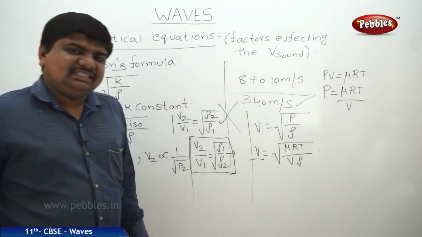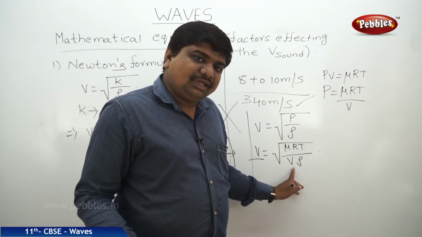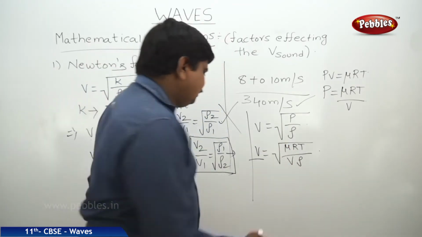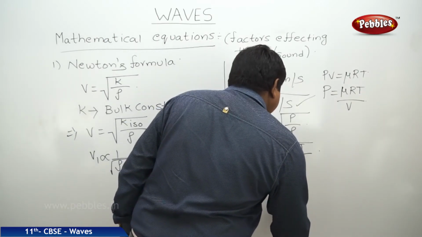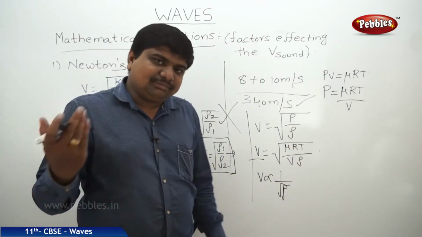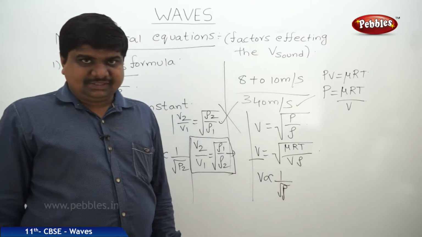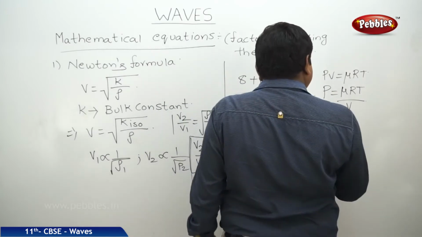The V which was placed in the LHS of the equation is the speed of sound. The V which was inside the square root of the given equation is volume. So, here also we can write V is proportional to 1 by root rho, where mu is constant, R is constant, temperature is constant, volume is constant, only density changes. So, this expression can be written like this also.